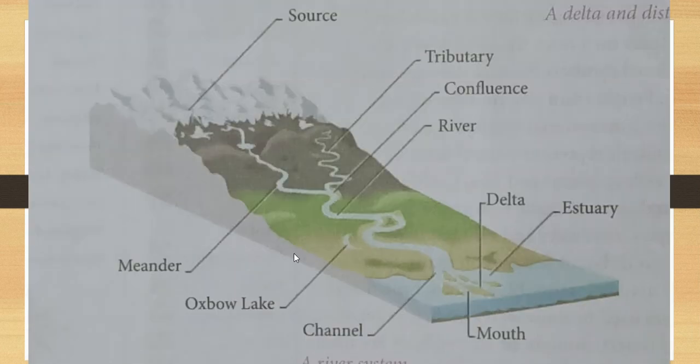Next, here is a beautiful diagram which shows the source of a river. Glacier is the source of a river, as given in the diagram. Next, this is a tributary of the river. This is the meander. This is the actual river. Then this portion where the tributaries meet is known as confluence. This is an oxbow lake. This is delta. These are channels, estuaries, and this is the mouth of the river. It's a beautiful diagram that has been given here.